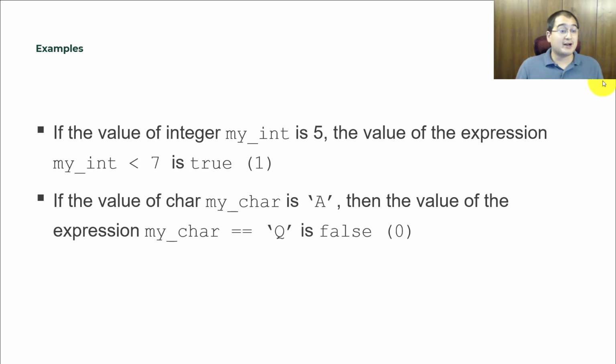So if you have the expression my int is less than 7, well, the result depends on the value of my int. If my int is a 5, is 5 less than 7? That's true, or in Python, 1. The other thing is you can also use characters. Once again, characters are denoted with those single quotes. So if the value of a character is a capital A, you can check, is that character equal to another character? If you say capital A equals capital Q, the result of that is false because they aren't the same character.